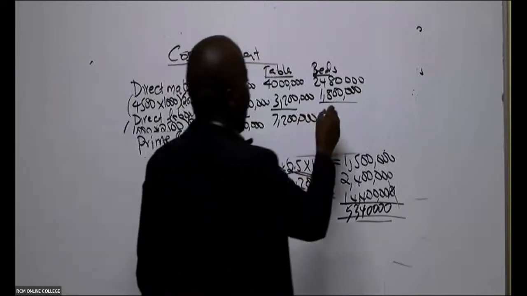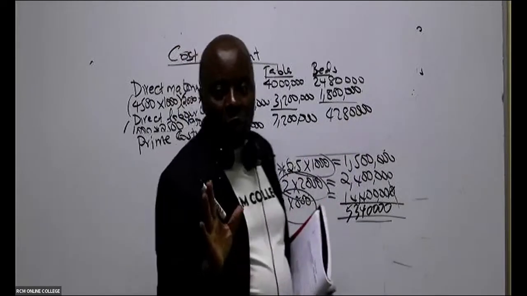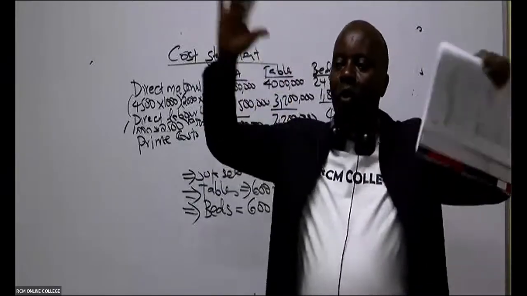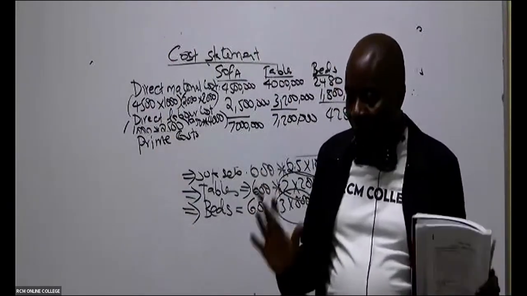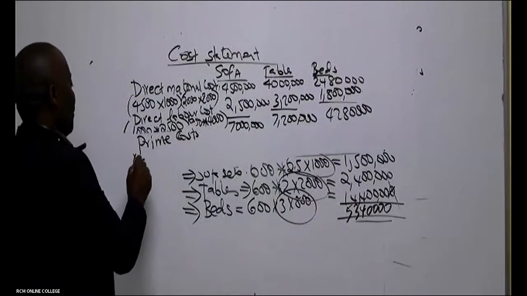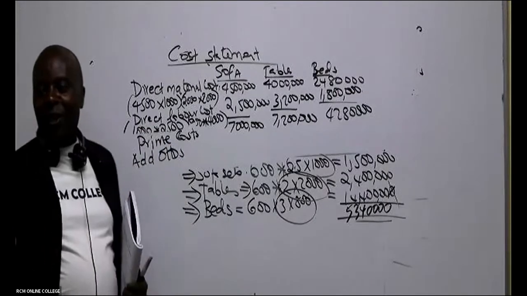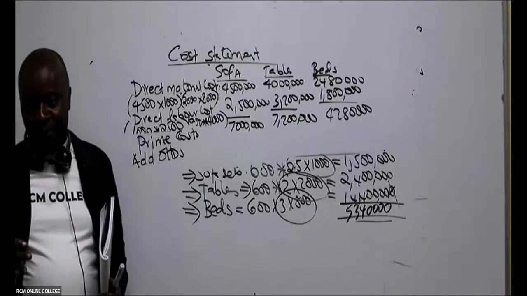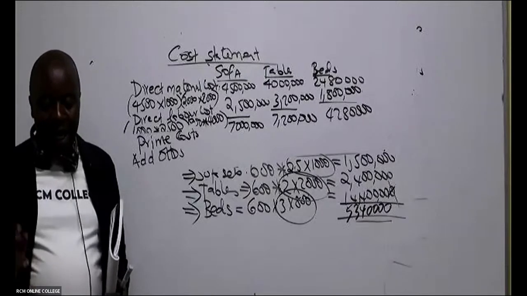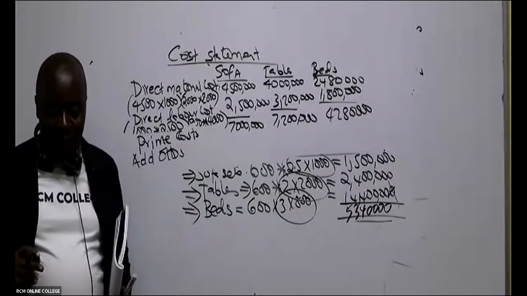So we have here 42,80,000. Is that really the end of our cost statement? No, we must add the overheads. Add the overheads now for each product. Fortunately, we already have the overheads. Are you able to see the overheads?